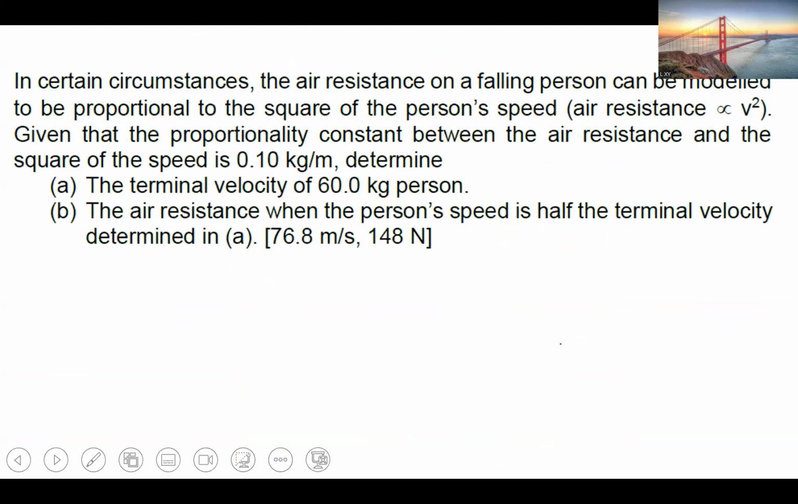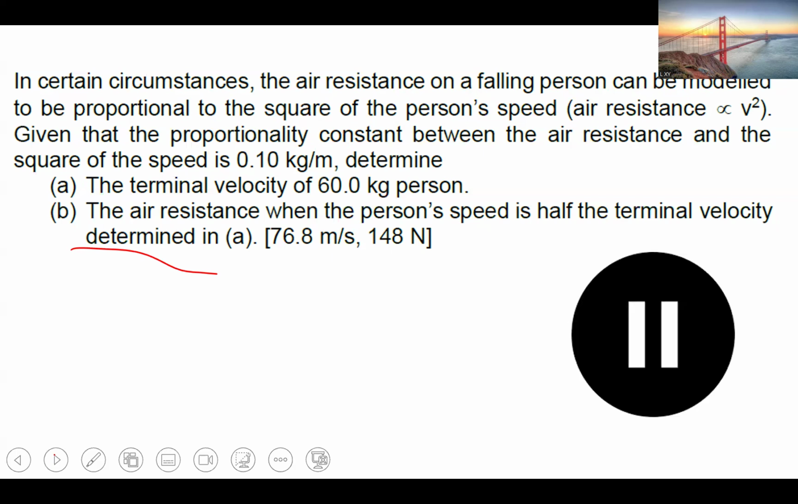Next question. I think that's our last question. In certain circumstances, the drag force on a falling person can be modeled as proportional to the square of the person's speed. Given that the proportionality constant between the drag force and the square of the speed is 0.1 kg per meter, determine the terminal velocity of a 60.0 kg person, and the drag force when the person's speed is half the terminal velocity determined in A. So pause the video to solve it yourself first, and we'll continue.